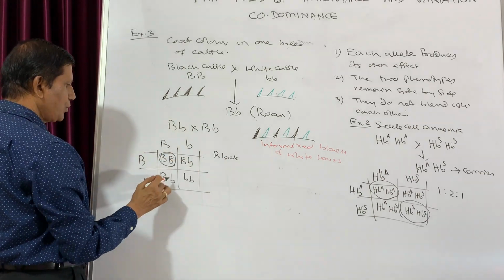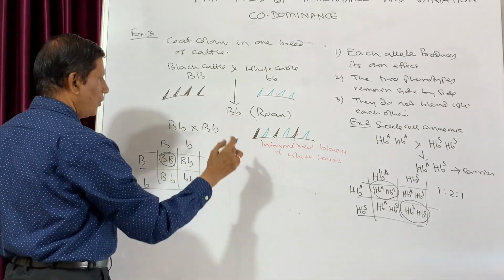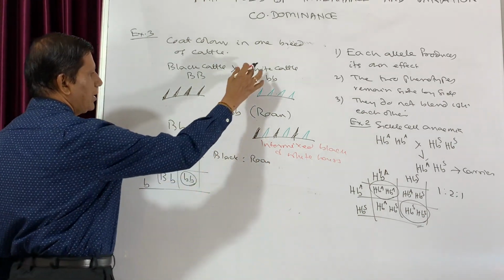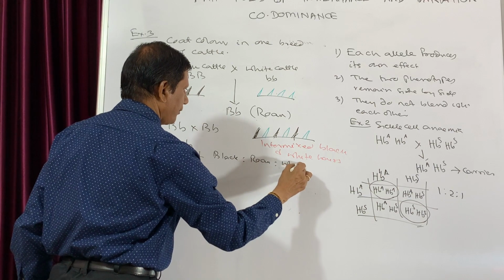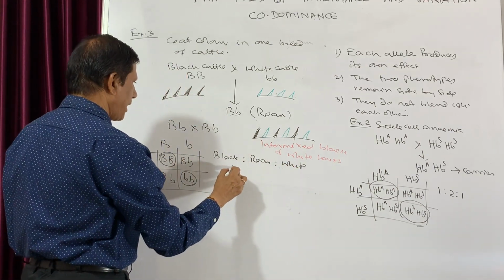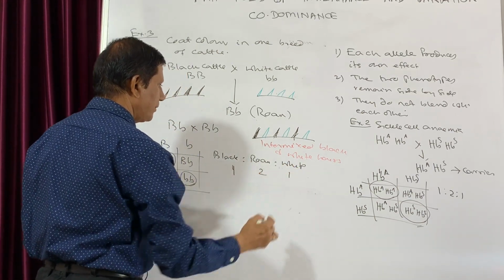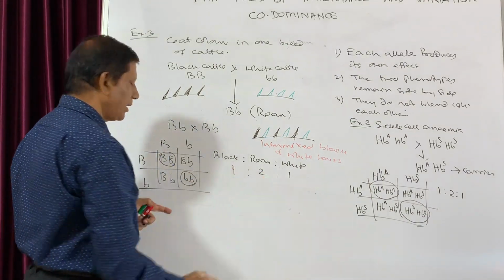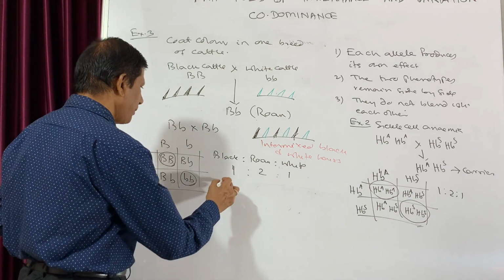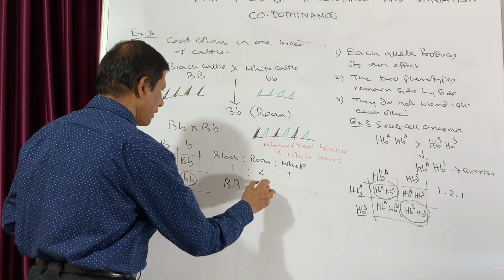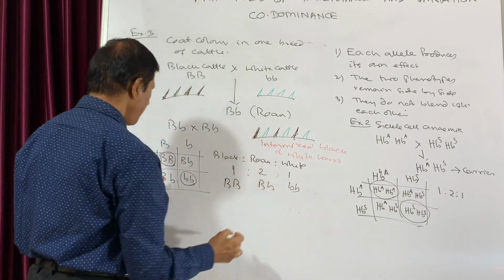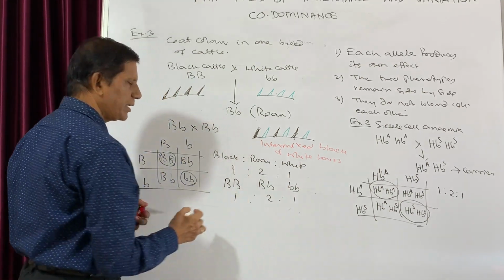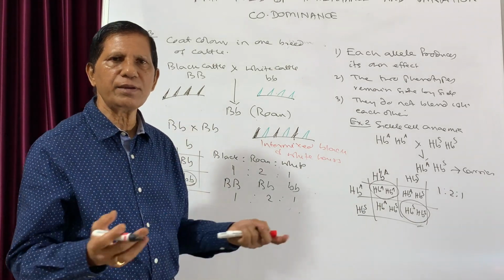Now what about these two? These two are Roan. What about this? This one is white. That means black 1, Roan 2, white 1. That means the phenotypic ratio is 1:2:1. Now come to the genotype. The genotype is capital B capital B, capital B small b, and small b small b. So this is 1, these are 2, and this is also 1. That means both phenotypic and genotypic ratio are the same.